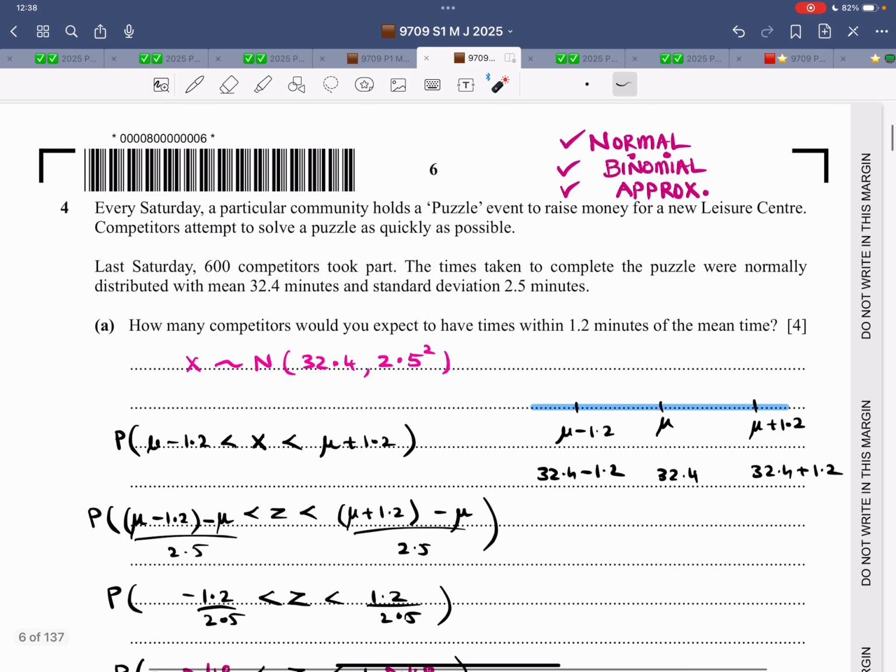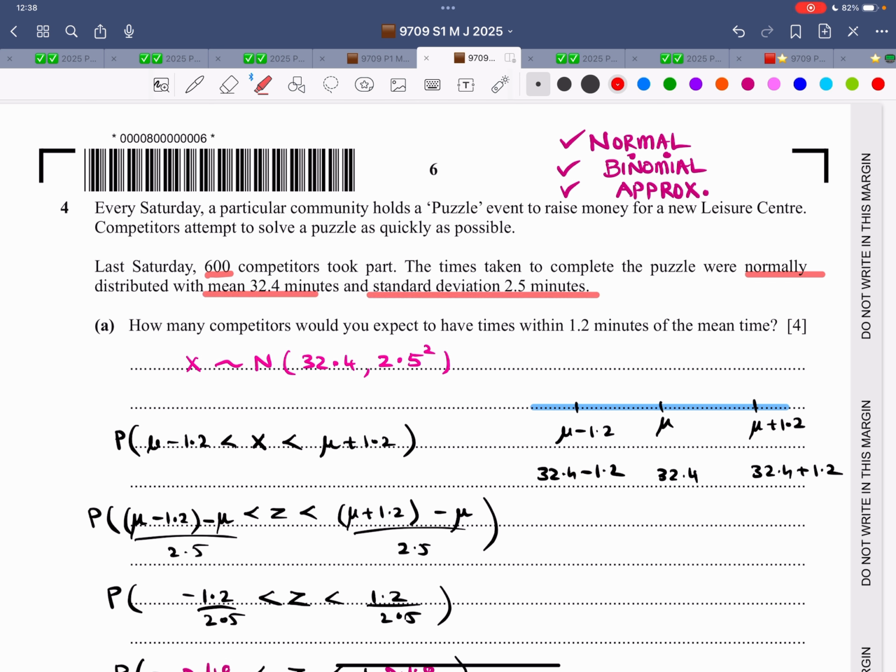Next one. Every Saturday, a particular community holds a puzzle event to raise money for a new leisure center. Competitors attempt to solve puzzles as quickly as possible. Last Saturday, 600 took part. Times taken to complete were normally distributed. So let me start underlining it. So now 600 took part, normal distribution, mean 32.4, standard deviation 2.5.